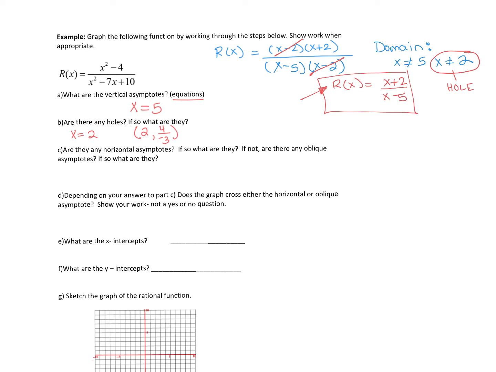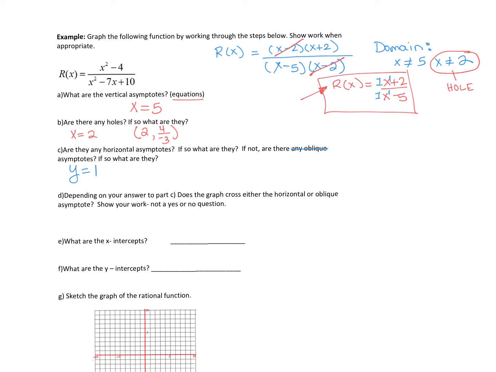Are there any horizontal asymptotes? Well, we compare the degree of the numerator, which is 1, with the degree of the denominator, which is 1, in which case we take the ratio of the lead coefficients, which also happen to be 1 over 1. So we get y equals 1. And if we have a horizontal asymptote, we do not have an oblique asymptote. So we only have the 1.